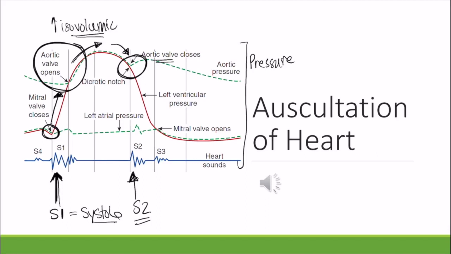S2 is a sound that gets louder when someone has pulmonary hypertension. So if S2 is the sound of the aortic and the pulmonary valve closing, if someone has pulmonary hypertension, it's going to really snap that pulmonary valve shut, and the sound becomes louder. So a very loud S2 is a positive finding for pulmonary hypertension.